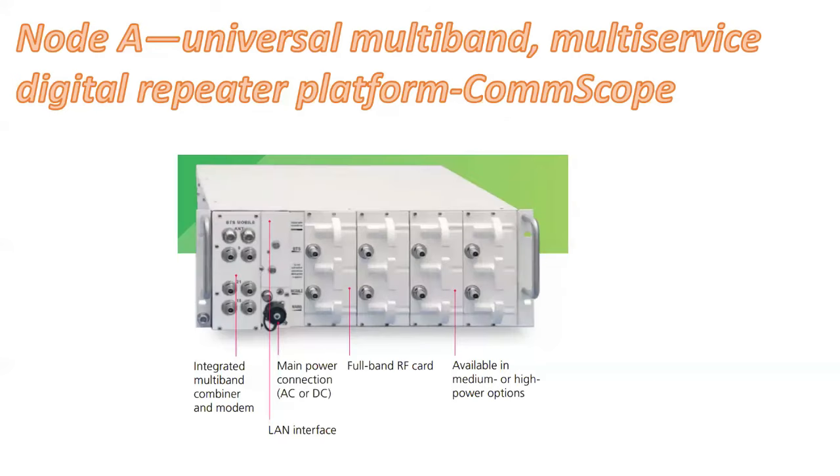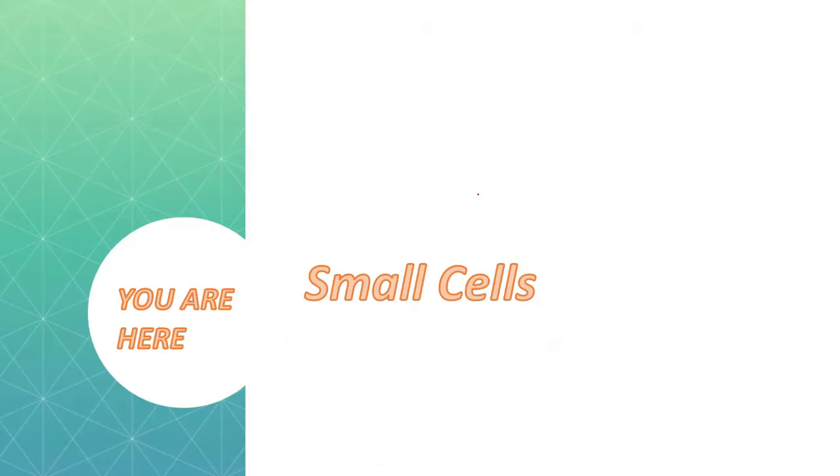You can see that it has various components like full band RF card, and it is available in both medium or high power options, right? It has main power and it has an integrated multi-band combiner and the modem. So let's jump to the small cell.